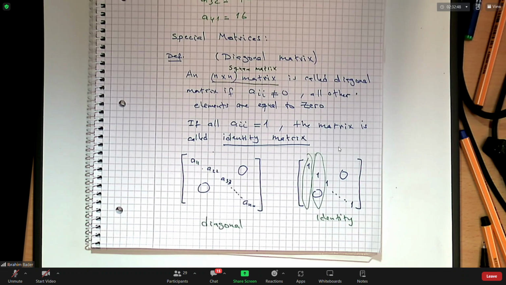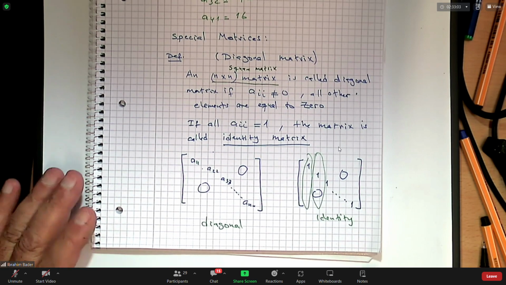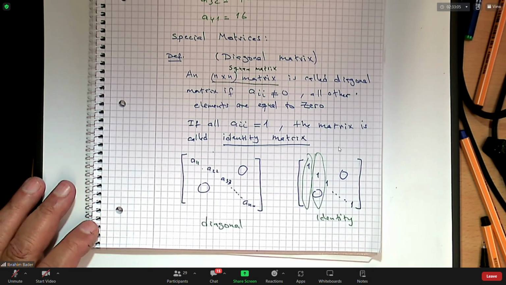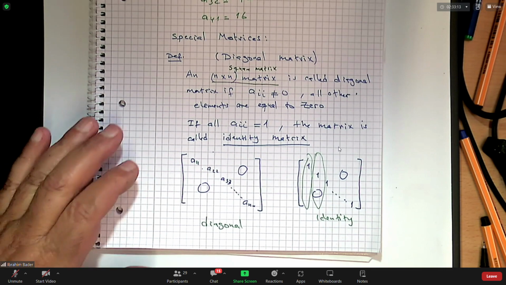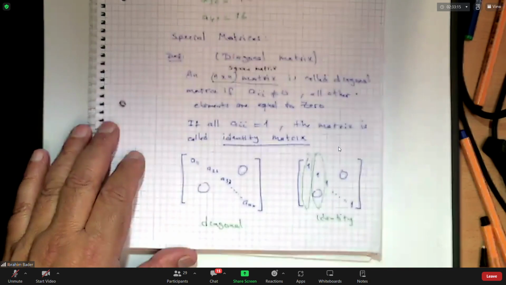Now if a square matrix has numbers here and zeros here, we call it a lower triangular matrix. And if it has numbers here and zeros here, we call it an upper triangular matrix. So depending on where you have the values, and as we saw, in the echelon form we had an upper triangular matrix where we need to reduce everything down to 0.